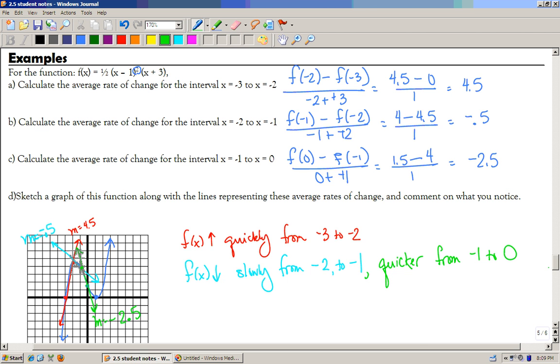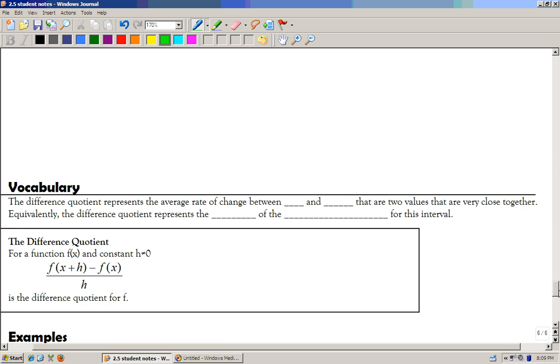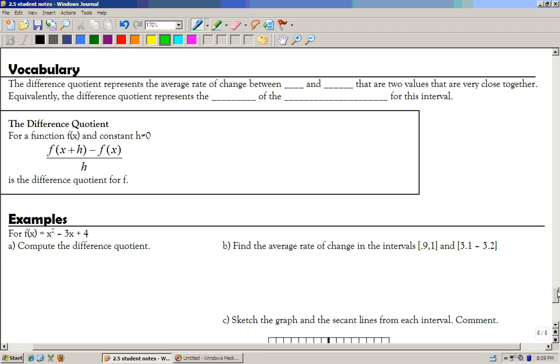We're going to skip on down to the next part. We'll do some more examples in class later. We're going to go to the difference quotient. And that's what we're going to really focus on in calculus. This is just the start of it.